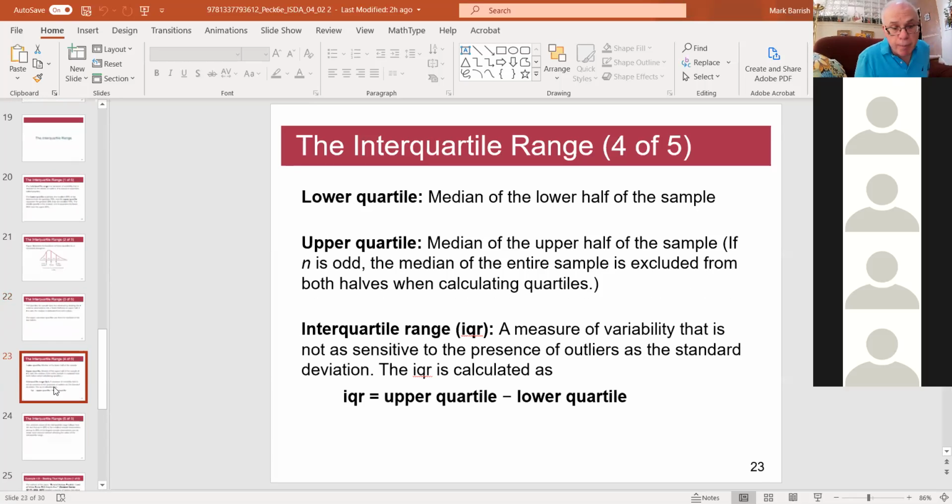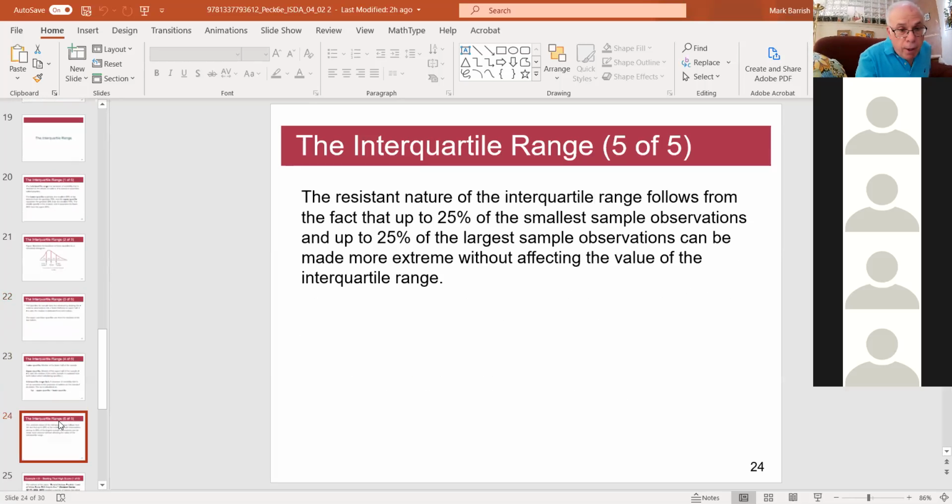And of course, they describe it right here. They describe IQR. IQR is just the symbol for interquartile range. So if you see IQR, you know it means interquartile range. Upper quartile minus lower quartile. Okay, so that's it for interquartile range.